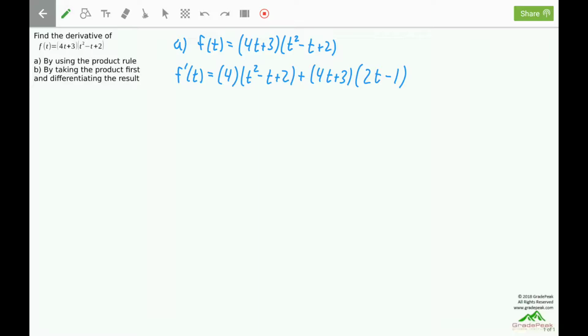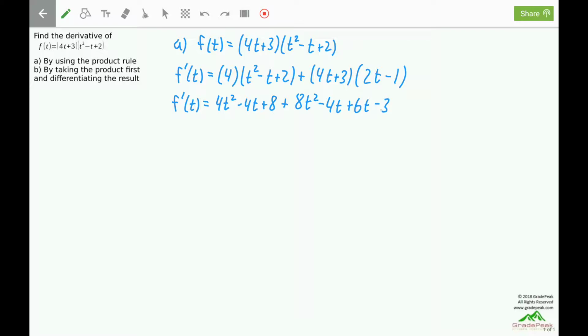Now we can expand by distributing the 4 and then FOILing out the 4t plus 3 and the 2t minus 1 and combine like terms. F prime of t will equal 4t squared minus 4t plus 8 plus, FOILing this out, 4t times 2t is 8t squared, that's the first. 4t times negative 1, negative 4t, that's the outside. 3 times 2t plus 6t, that's the inside. And then 3 times negative 1, or negative 3, that's the last.